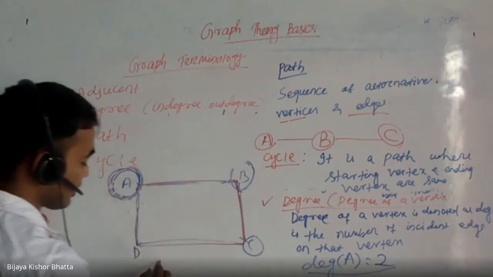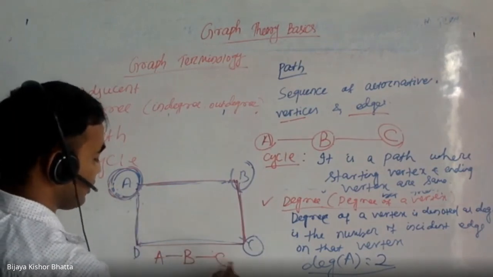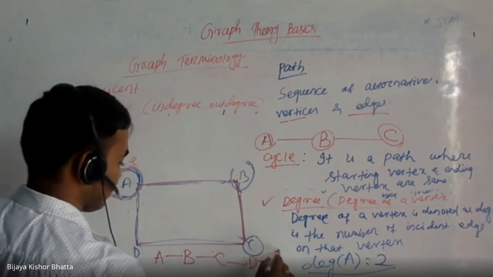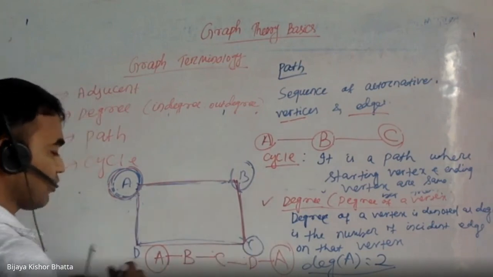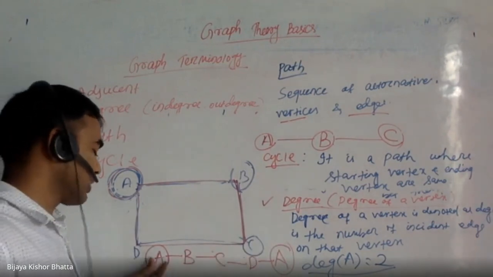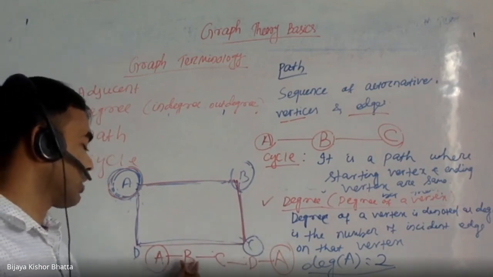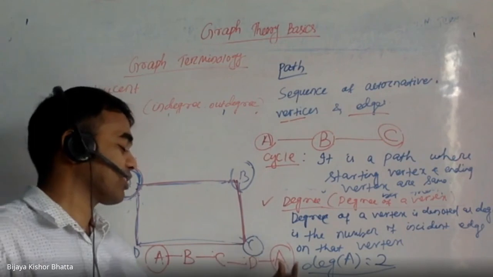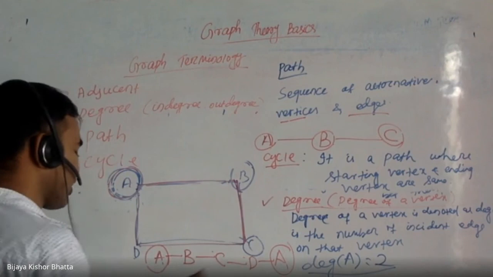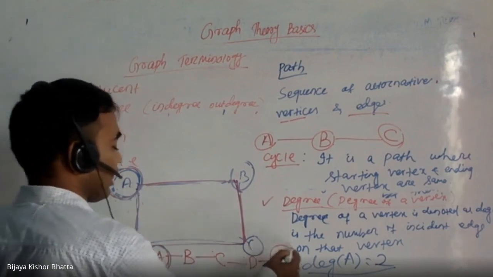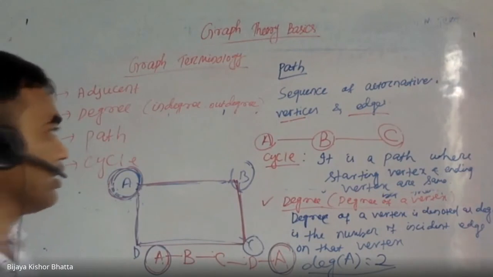If I talk about what a cycle is, in this example you go from A to B, B to C, C to D, D to A again. You started with A and ended with A, and it is a path. It is also a path because it is a collection of alternating vertices and edges. That is why it is a path. But the speciality is that where you started is also where you ended. That is the difference between a path and a cycle.